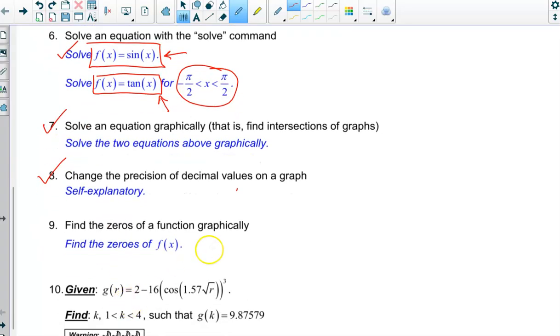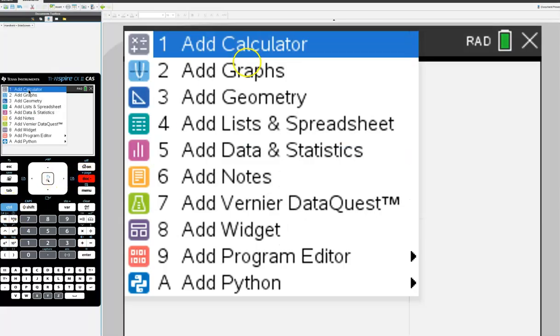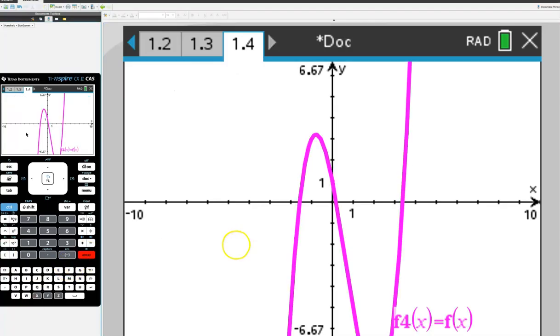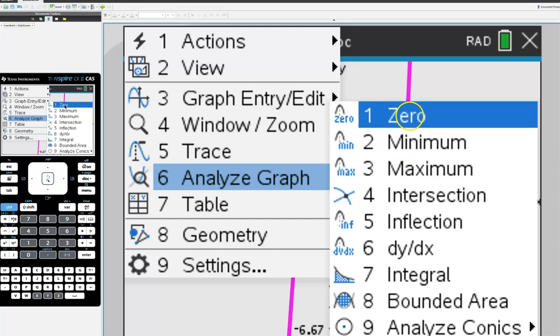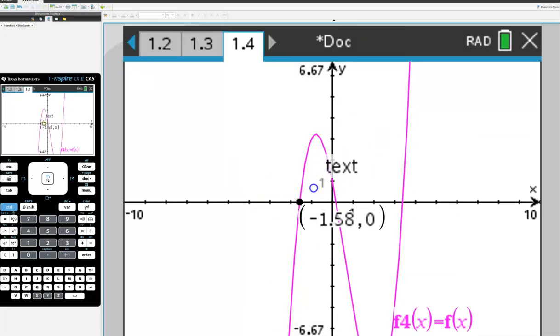Question 9, find the zeros of f of x graphically. I'll do that even though I kind of just showed you how to do that with f of x equals tan x. So let's just add another graphs page. We're going to graph f of x again. There's our good friend f of x. We want to find those zeros. Menu, analyze graph, zero.